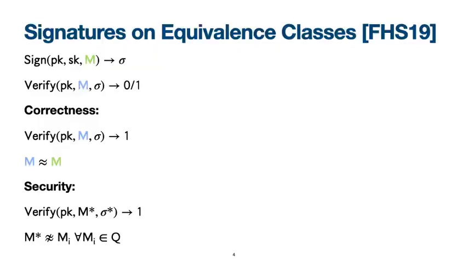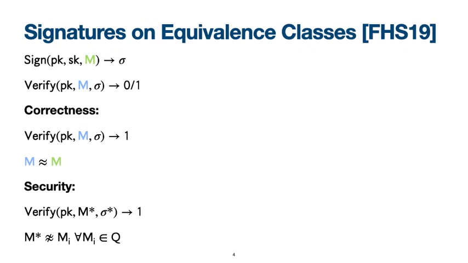Mercurial signatures were inspired by Fuchsbauer et al., and they had the idea of, instead of signing a specific message, you would sign an equivalence class of messages. And what this means is that the sign algorithm takes as input some message M, here in green, but the verify algorithm takes as input a message M in blue here, which is equivalent to the original message. And correctness here means that the verification accepts this blue M, and that the blue M is equivalent to the original message M given as input to the sign algorithm.